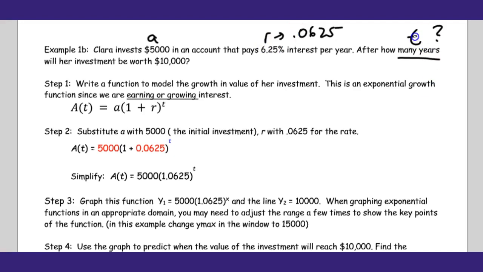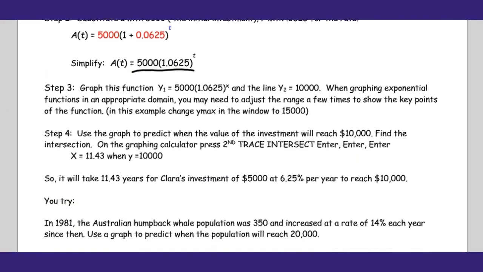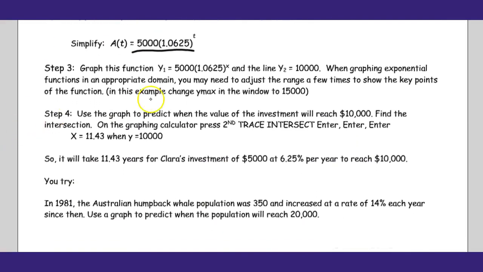We've got to find T. We don't know it. So doing so here, we make our equation, all right, like so. Same rules apply: +1 because it's a growth. And then here's how you do it.